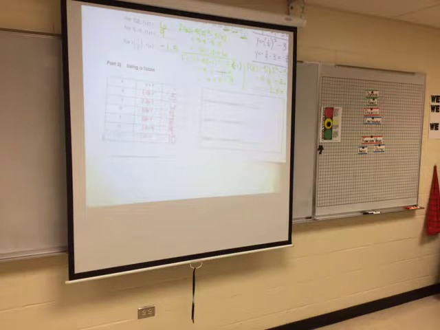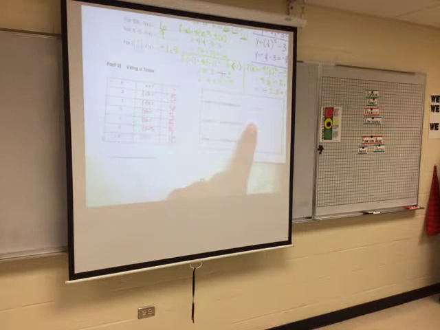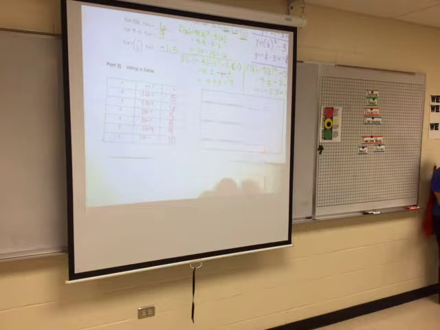All right. So now I'm going to use this table to find my function values. You ready? We were doing that a little bit yesterday.